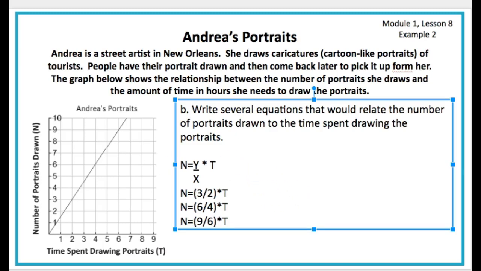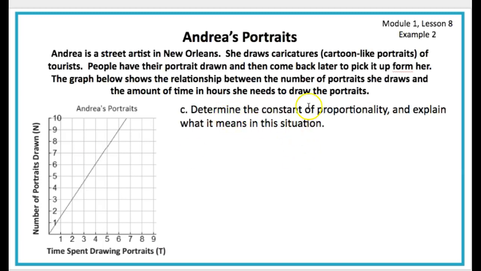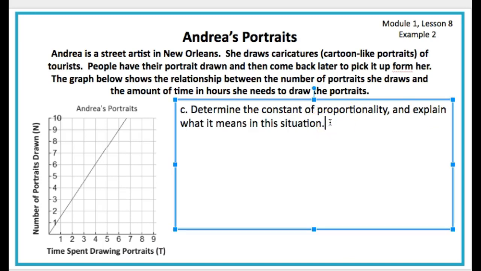So now let's move on to part C. Determine the constant of proportionality and explain what it means in this situation. So if we were thinking of our equation y equals k times x, and we know that, for example, when y equals 3, x is equal to 2. To solve for the constant of proportionality, to solve for k, we divide both sides by 2, and 3 divided by 2 is equal to k.